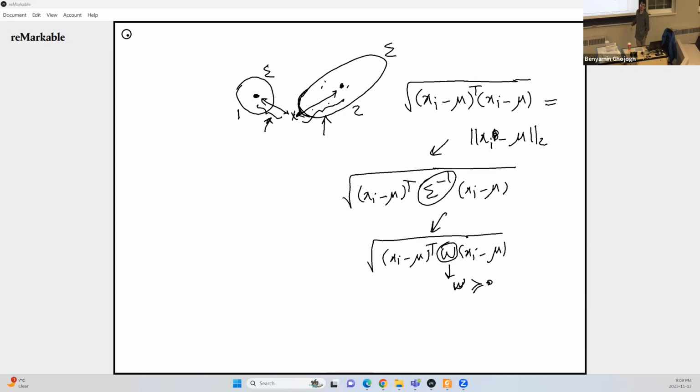Recall the preliminaries: what are the properties of the norm? Because norm and distance are related to each other, right? One of them was the triangle inequality. For this to satisfy the triangle inequality, it needs to be positive semi-definite. Also, for this to be convex, W needs to be positive semi-definite. So we call this the generalized Mahalanobis distance.